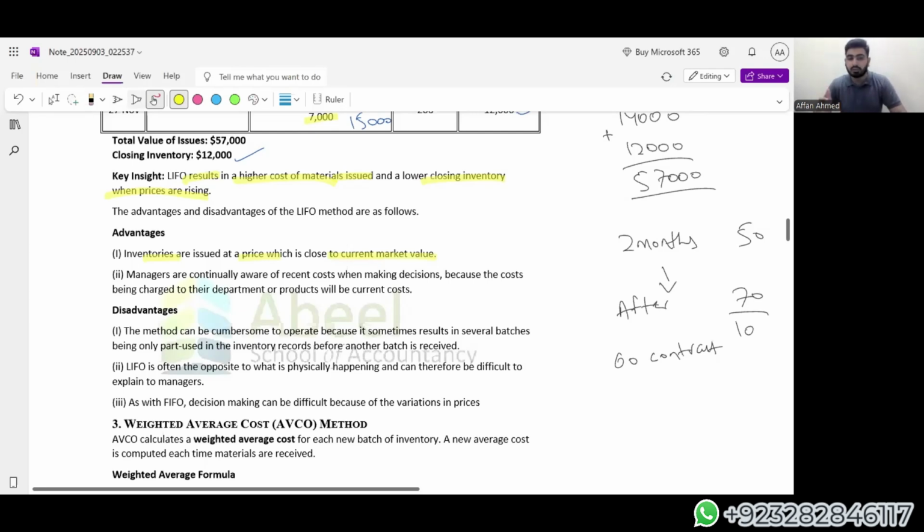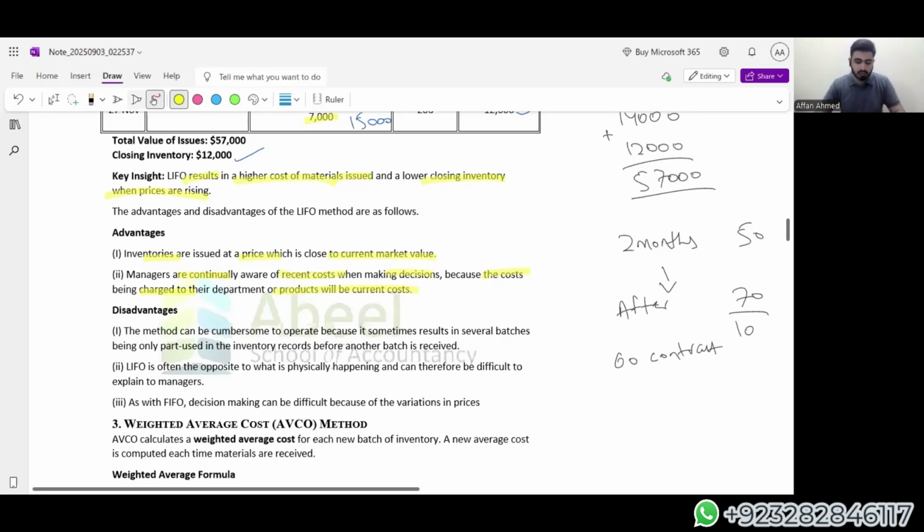So the current market value and the inventory prices are very near. Managers are continually aware of the recent cost in the market for decision making, because the costs being charged to their department or product will currently be in the market operating. So if I'm charging 100, the market rate is 100. If I'm charging 50, it is the market rate. So I'm moving with the market, not having a historical cost or historical inventory kept and valuing it at the cost that we bought it at.